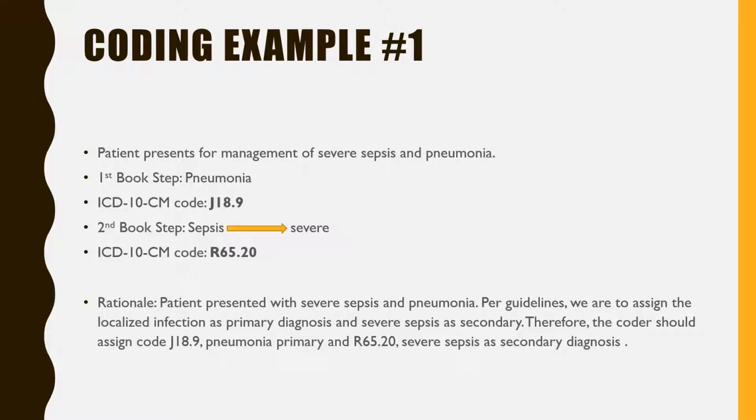R65.20. Our rationale is the patient presented with severe sepsis and pneumonia, and per guidelines, we are to assign the localized infection as primary diagnosis and severe sepsis as secondary. Therefore, the coder should assign code J18.9, which represents the pneumonia, as our primary diagnosis, and R65.20, which represents severe sepsis, as our secondary diagnosis.